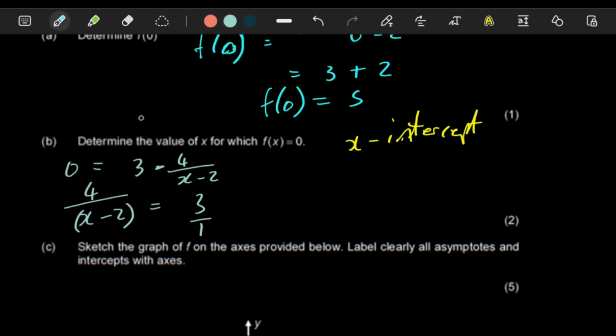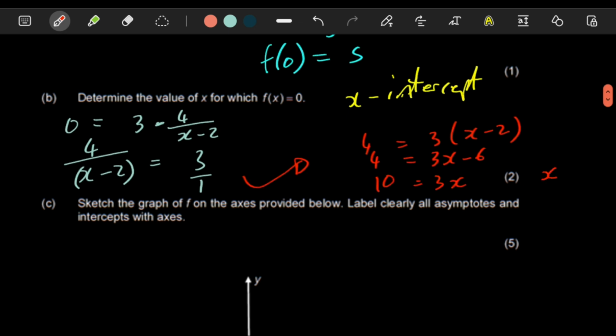Let's cross multiply. 1 times the 4 gives you a 4. And then this times the 3 is going to be 3 times x minus 2. And then solving for x, we have 3x minus 6 with a 4 there. You can clearly see I didn't give myself enough space here. So here this is going to be x is equal to 10 over 3. Whew, okay, not bad at all. We love to see it.